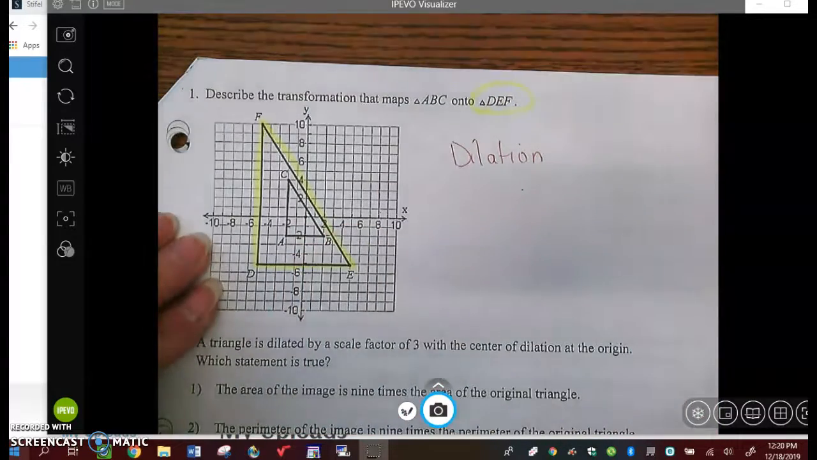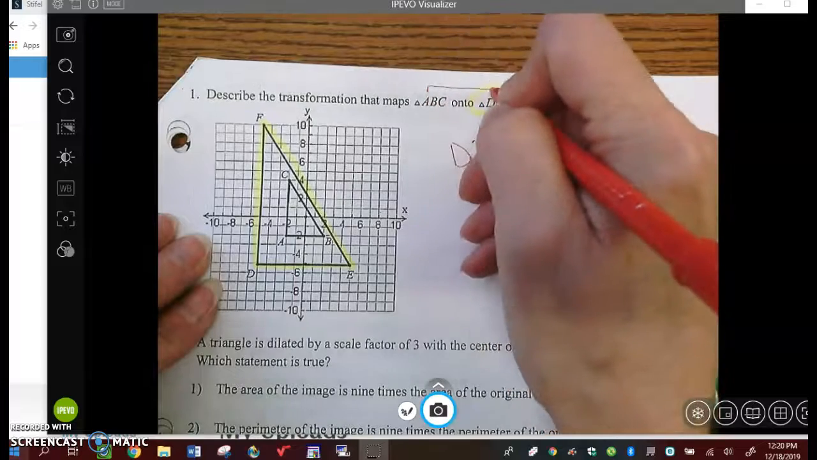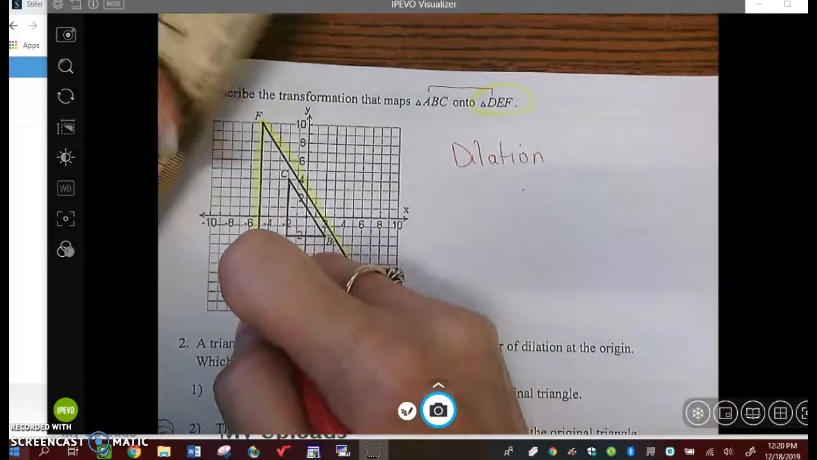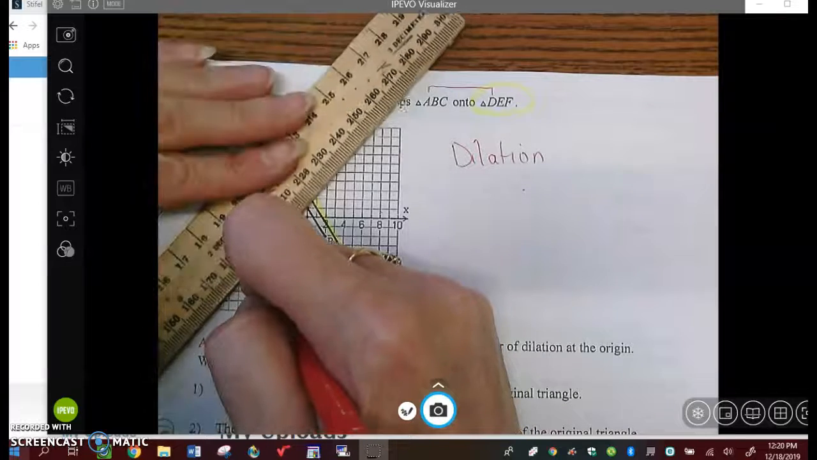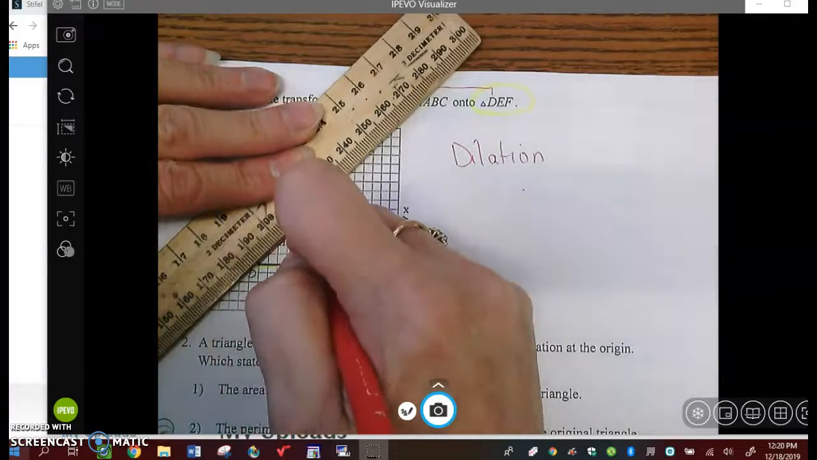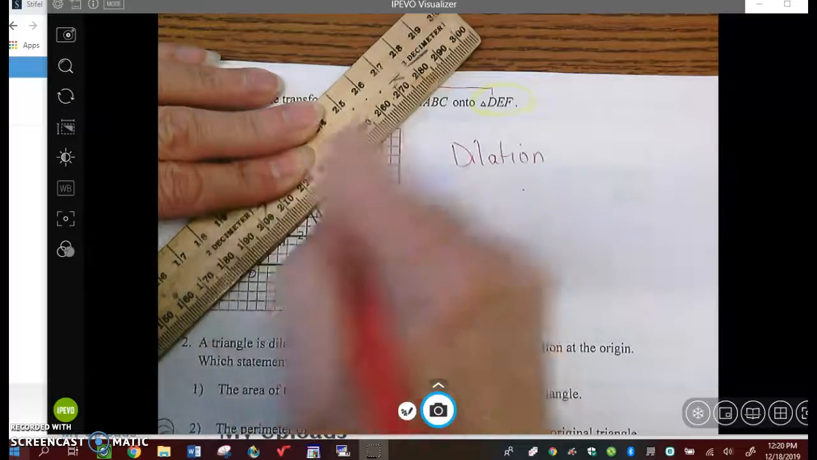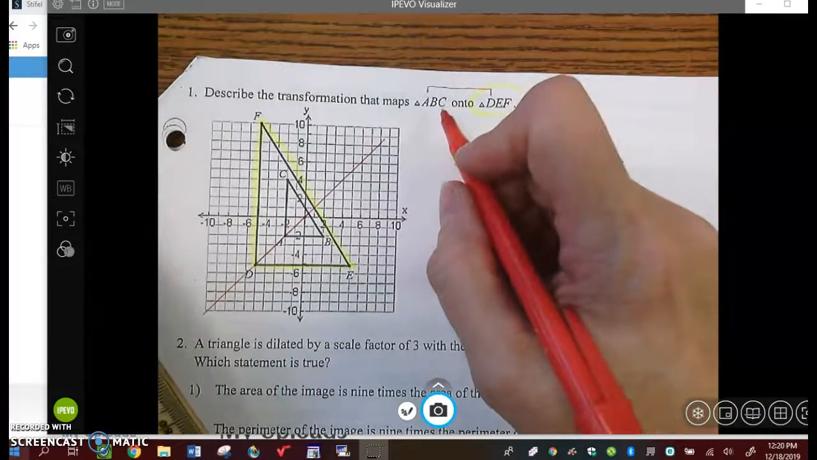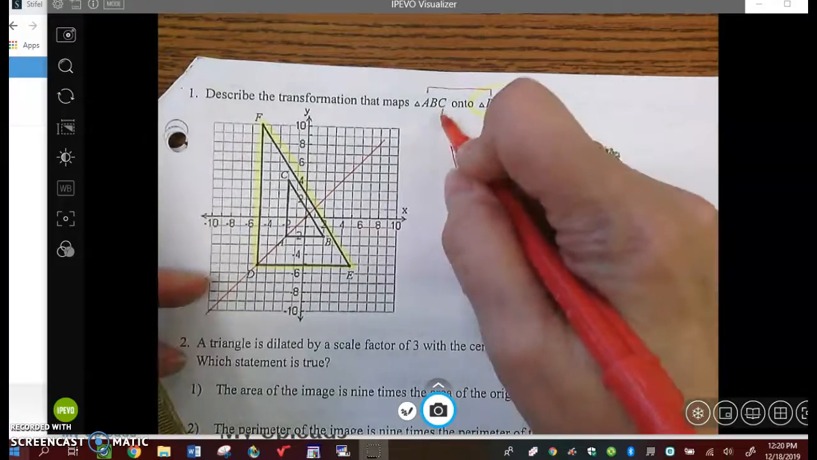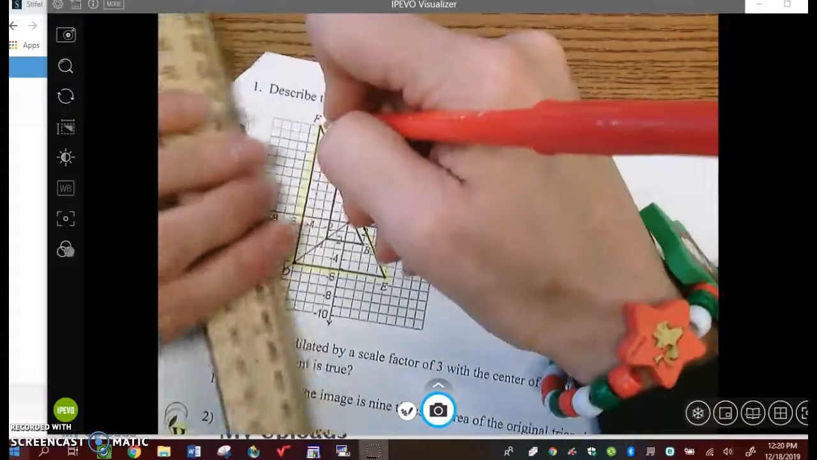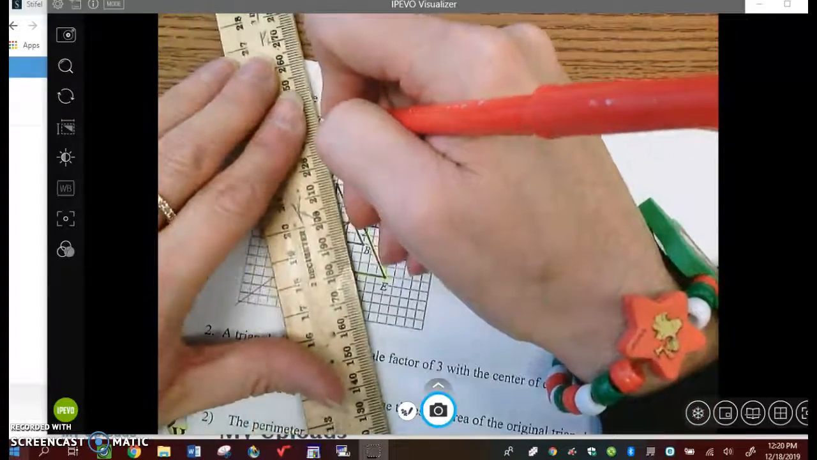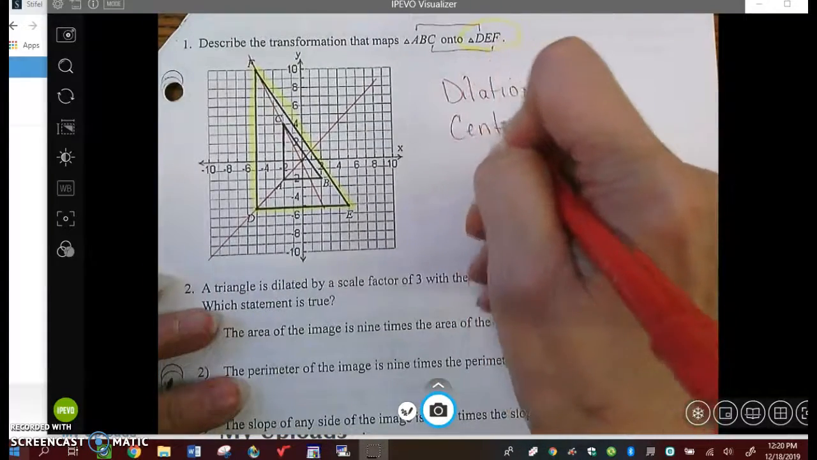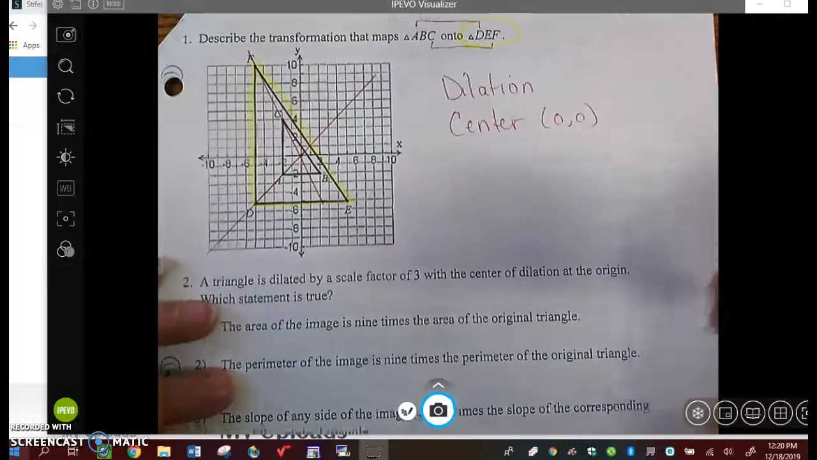To find the center of dilation, we need to match up correspondence. Point A is going to map to point D, and an image, pre-image, and the center are always on the same line. So somewhere on that line is the center. I'm going to do another one. I'm going to match up point F and point C. I'm going to connect those just like we did in our notes on constructions. These two intersect at the origin, so our center is the point 0, 0.